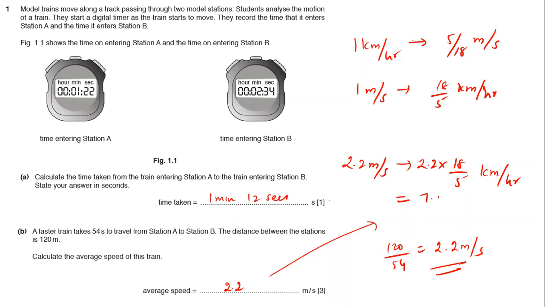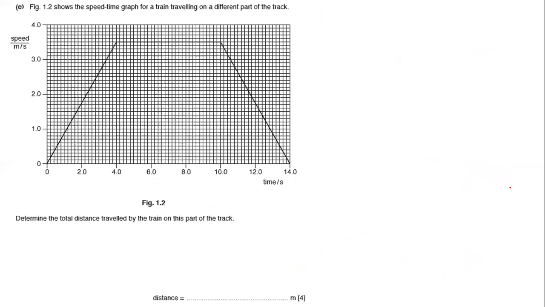7.92 kilometers per hour. Okay. The figure shows the speed-time graph for a train traveling on a different part of the track. Speed is given here, time is given here. It's a v-t graph here. Determine the total distance traveled by the train on this part of the track.